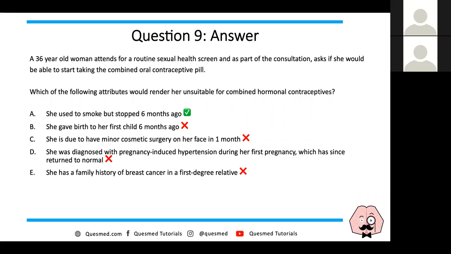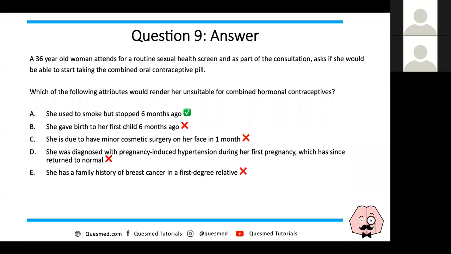Having a check at the other answers. So B, being postpartum doesn't preclude you from using hormonal contraception. We would normally avoid combined hormonal contraception in the first 6 weeks. But 6 months is plenty of time ago for her clot risk to have reduced. So she would be fine to have the combined pill if she'd had a child 6 months ago.